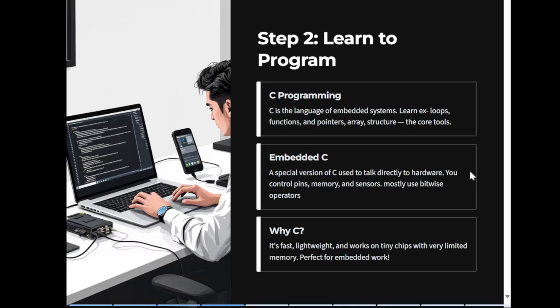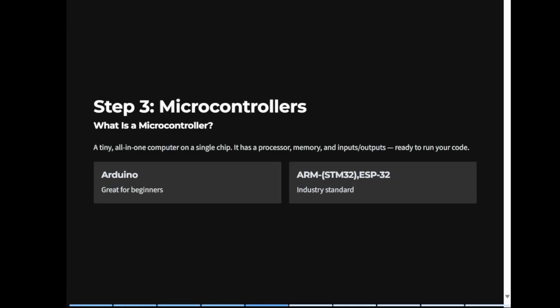And third is microcontrollers. In institutes and in bachelor's programs, all the colleges teach microcontrollers like 8085, 8051, and basic Arduino. But it's okay if you understand the basic microcontrollers.